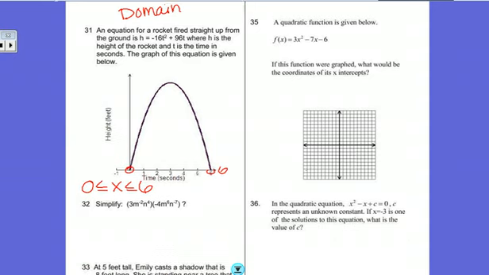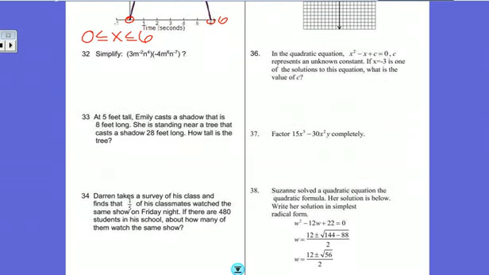32 is asking you to simplify. So for that one, it's like number 1 that you've done before, but I'll go with it. When you multiply, 3 times negative 4 is negative 12. And when you multiply, you add your exponents. So, negative 2 and a positive 6. Negative 2 plus 6 is 4. And 4 plus negative 7 is negative 3.